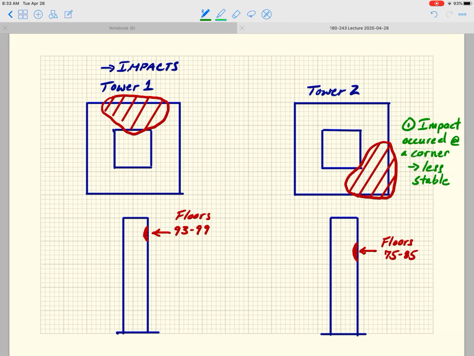Right? And then the second is that it got hit lower, right? So there was more weight above the impact.